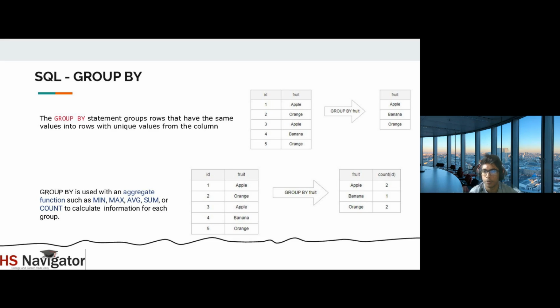Then group by is usually used with an aggregate function such as min, max, average, sum, or count to calculate the information for each of the groups. So for example, we can use the count function over here while we're grouping by fruit. And as you can see, even though our new table has only unique values for fruit, we can also get the count, or the number of times this appeared in the original table. So there were 2 apples, which is why the count is 2, 2 oranges, which is why the orange count is 2, and just 1 banana.